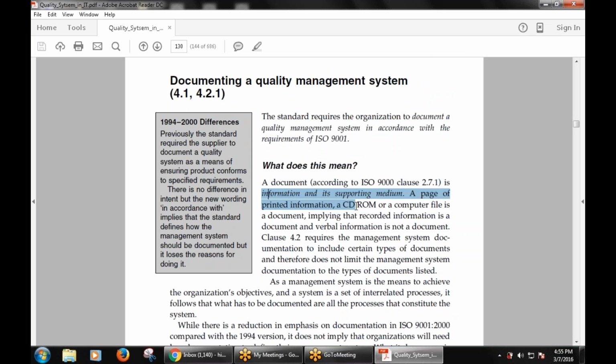Now, what is the meaning of documentation? A document means information and its supporting medium. That means a document contains the information and the supporting medium. A page of printed information, a CD-ROM, or a computer file is a document. So a document may be in any form: printed information, a CD-ROM, a computer file, which implies recorded information. Whatever the source, the main concern is that there is information, there is a document.